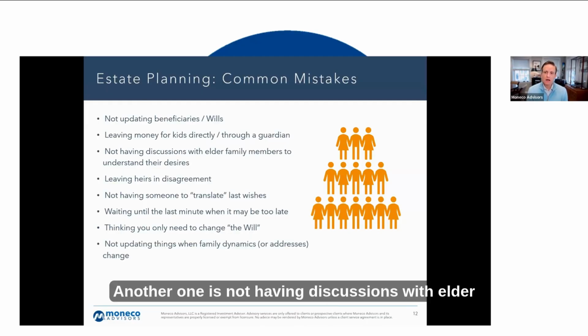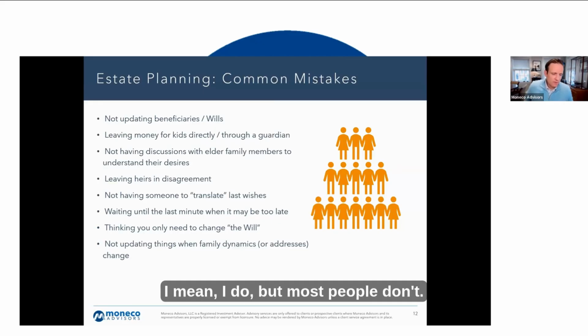All right. Another one is not having discussions with older family members. Boy, people don't like talking about money. I mean, I do, but most people don't. So this is something that we see all the time. If you're not willing to have that conversation in general about what the desires are or what people want to have happen, it can blow up after somebody passes away.